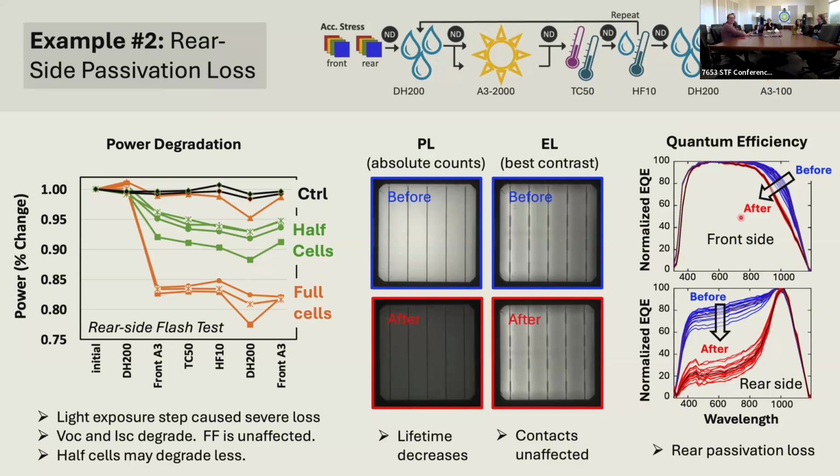Looking at EQE curves, external quantum efficiency. When measuring external quantum efficiency from the front side, we see a decrease in the EQE in the long wavelength region. And then measuring from the rear side, we see a decrease in the EQE in the short wavelength region. So that's a characteristic signature of a rear side surface passivation loss. So again, we have a severe loss here, mainly from a decrease in lifetime from rear side surface passivation.